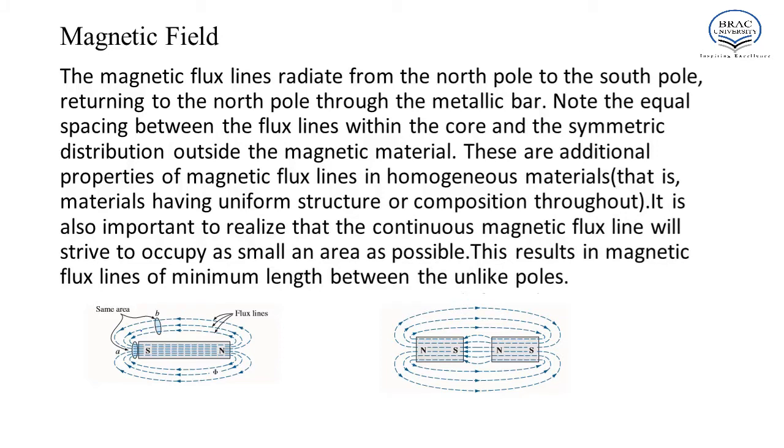The magnetic flux lines radiate from the North Pole and move towards the South Pole and then return to the North Pole through the metallic bar. Note that the spacing between the lines inside the bar is equal, and outside the bar the lines are symmetric. That is, if 3 lines go in this direction, the other 3 lines will go in this direction. The magnetic flux lines are represented by the symbol Chi.